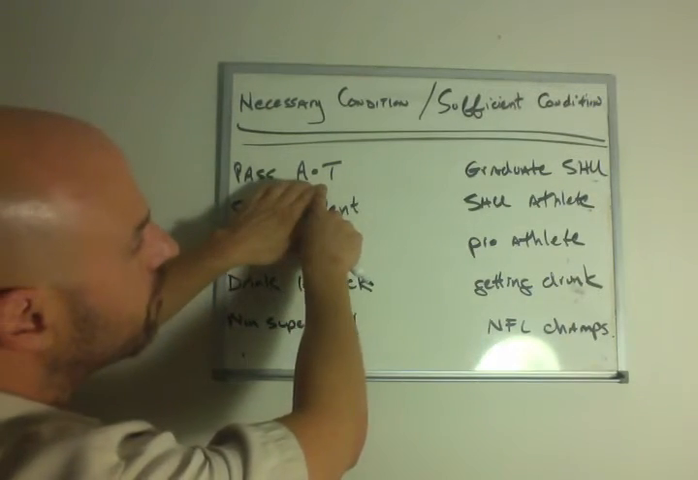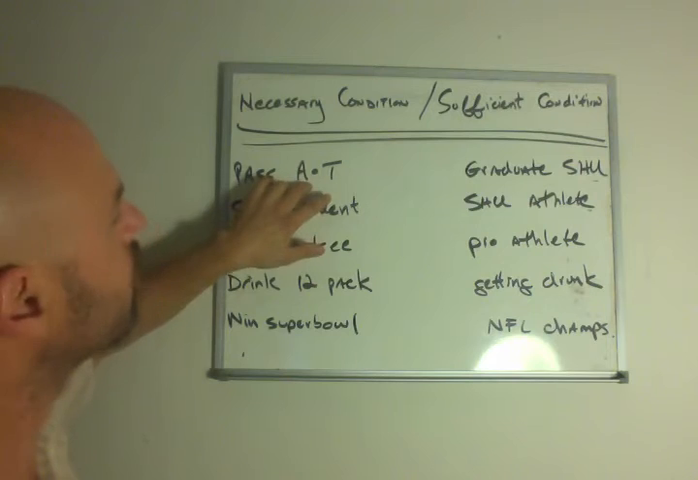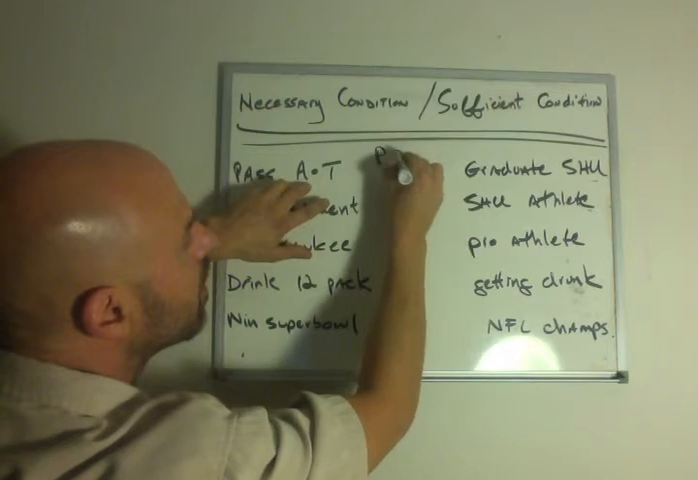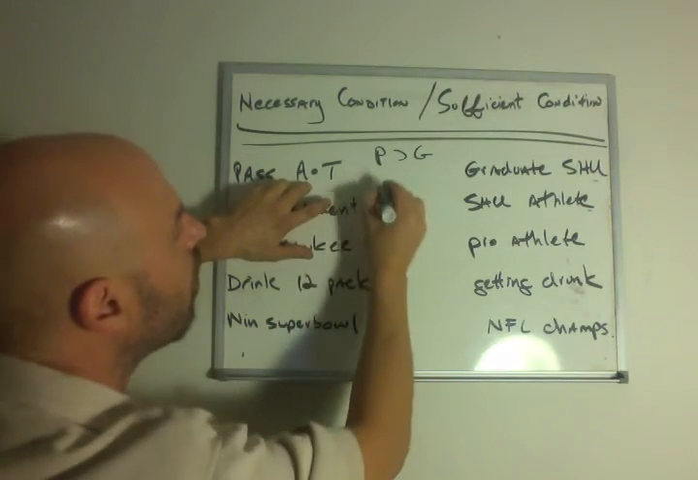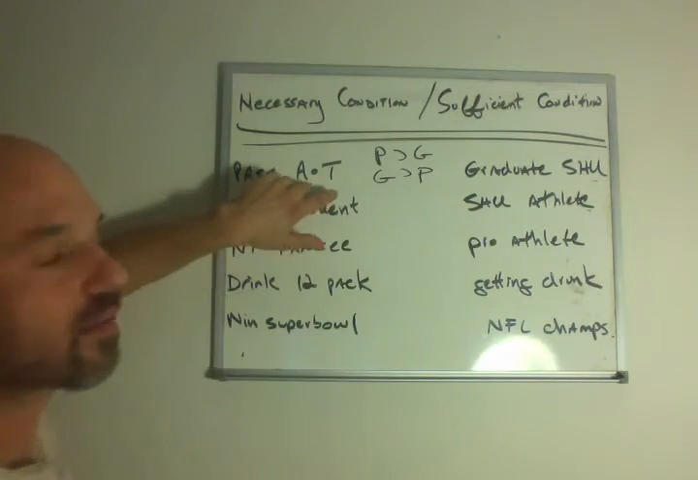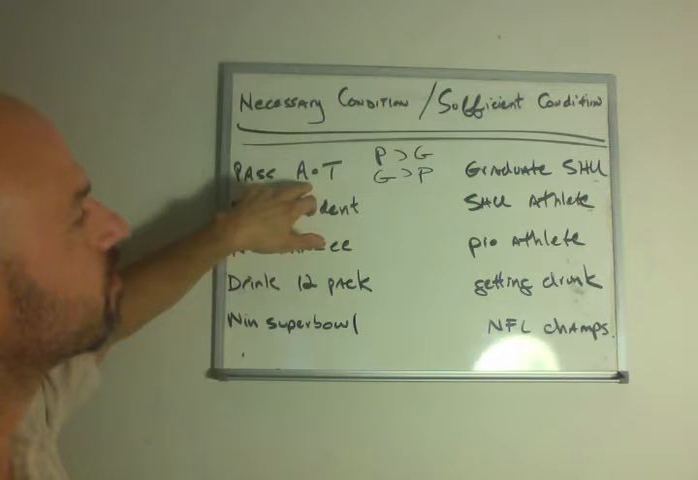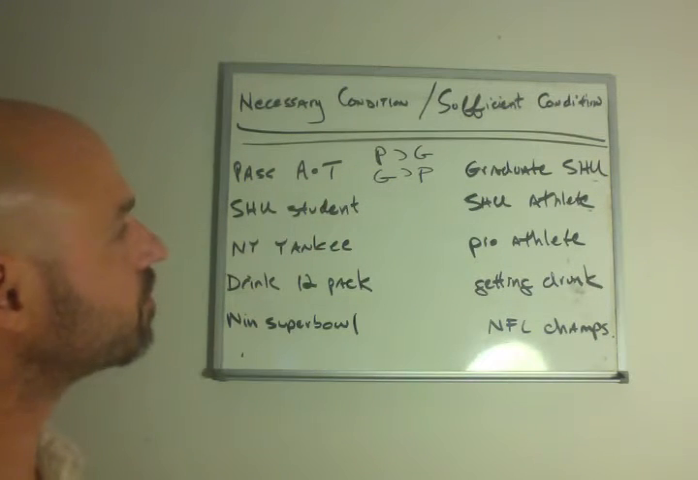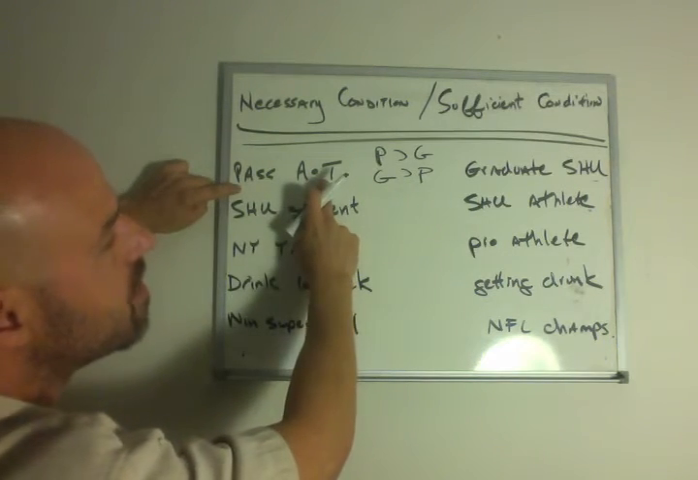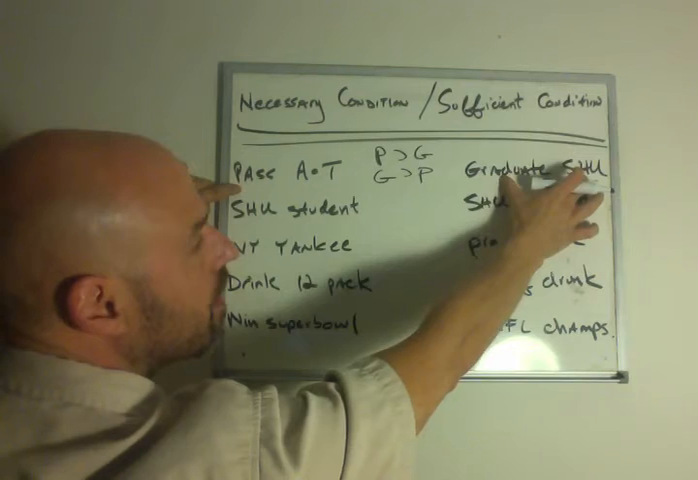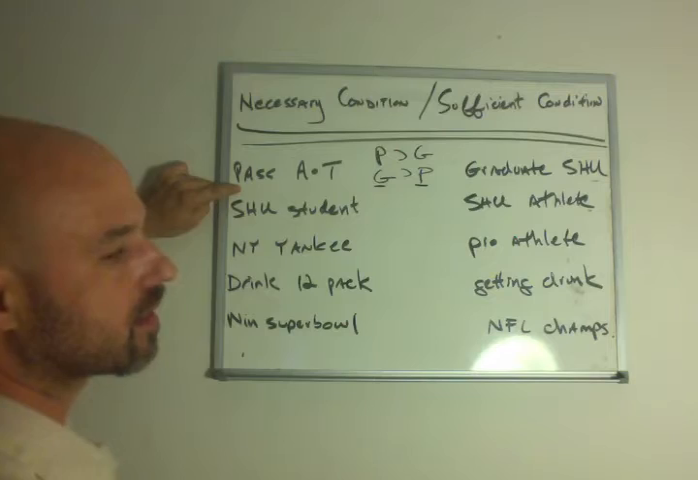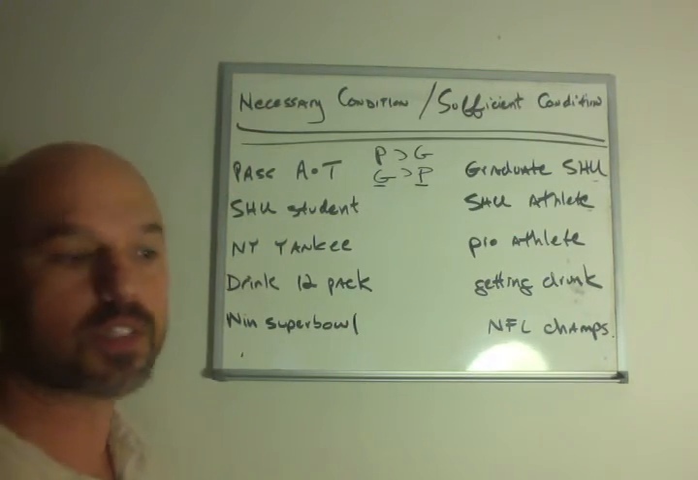Passing Art of Thinking, graduating Sacred Heart. What do you think that's going to be? Is that going to be if I pass, then I graduate? Or if it's true that I've graduated, then I've passed? Which one do you think it is? Well, it's the second, right? To say that passing Art of Thinking is a necessary condition of graduating, that means if it's true that you've graduated, you must have passed Art of Thinking at Sacred Heart University.